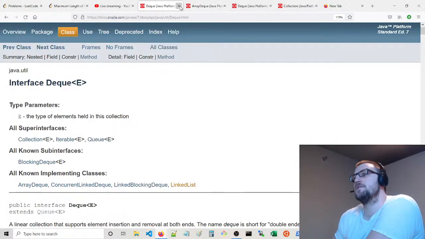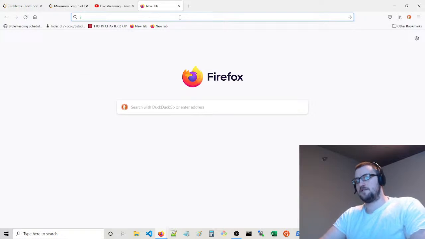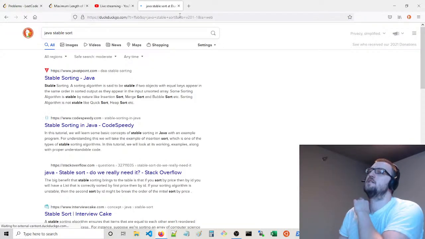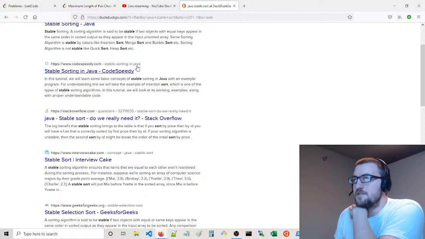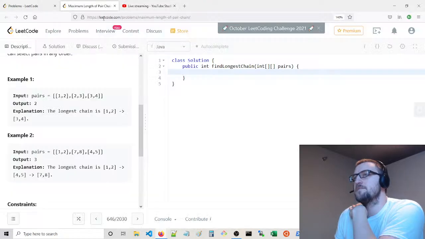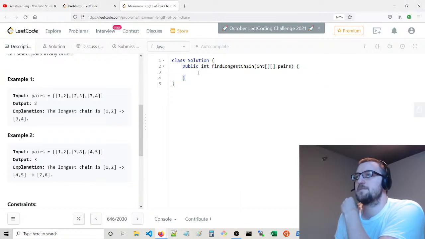Let me see something here. Because there's a thing you can do with a stable sort that's kind of nifty. Arrays.sort is guaranteed to be stable. Nice. All right. There's something I wanted to show with stable sort that you can use. Something interesting.